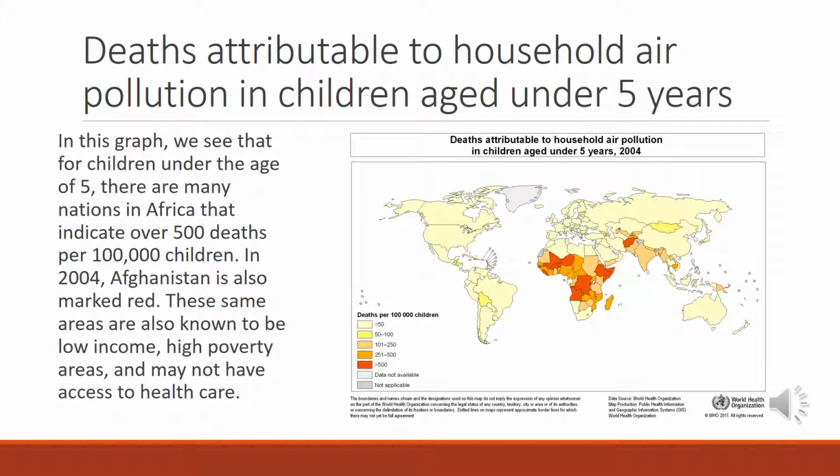In the previous slide, we looked at the distribution of deaths among men under 25, women under 25, and children under the age of 5. And when looking more closely at the deaths attributable to household air pollution in children under the age of 5, we can see through this spatial graph that there are a vast majority of deaths reported in African nations. We can also see through this graph that Afghanistan is also marked in red, similar to the African nations, where over 500 deaths per 100,000 children occur yearly. And these same areas are also known to be low income, high poverty areas, and they may not have access to health care.